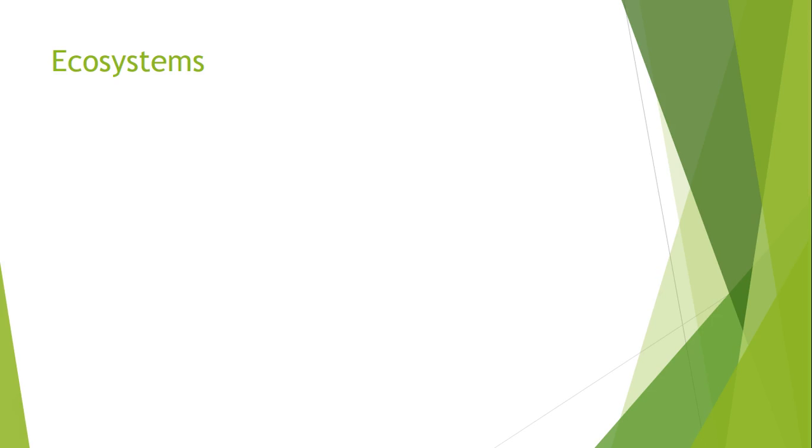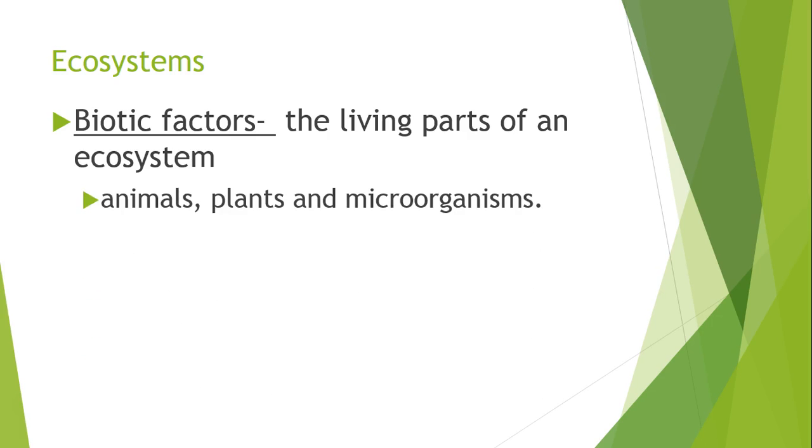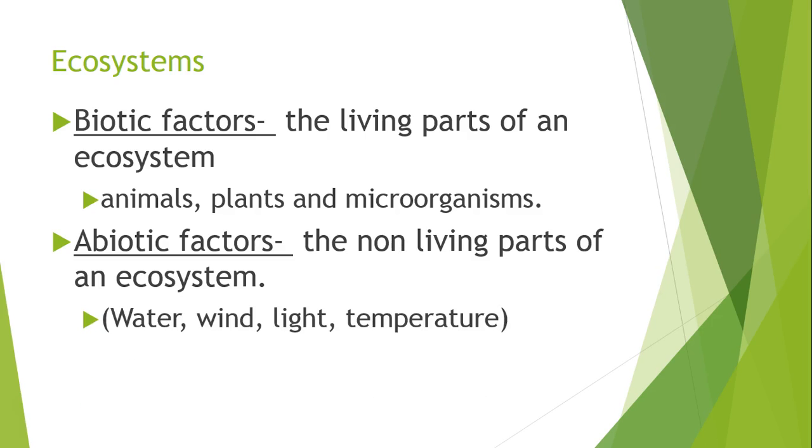Once we have these categories established, we can start talking about how they fit into larger ecosystems. An ecosystem has two parts. First are the biotic factors. These are all the living parts of the ecosystem, such as the plants and the animals and the microorganisms, like bacteria. And then they have the abiotic factors, which include all the non-living parts of the ecosystem, such as things found in the environment: water, wind, light, temperature.